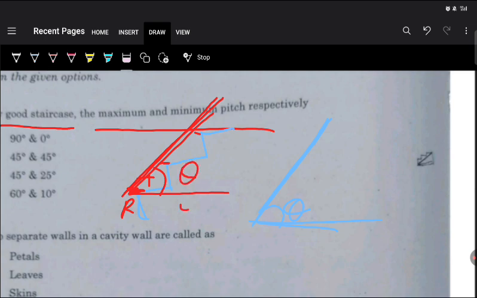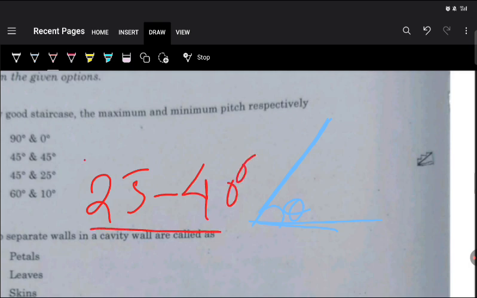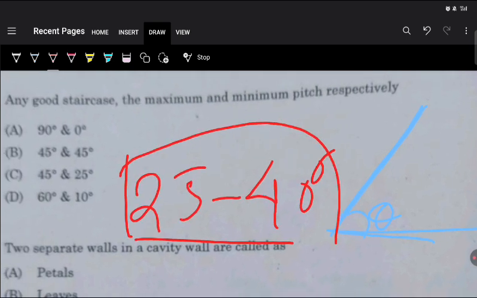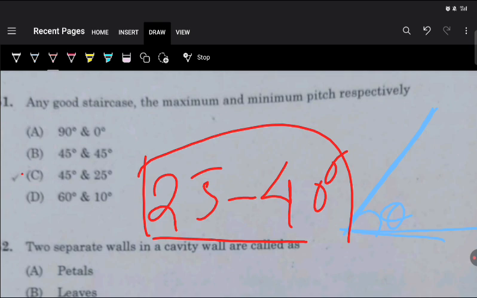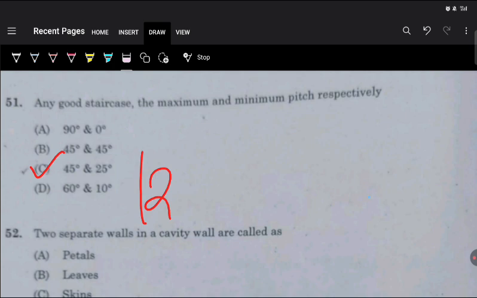So for the maximum and minimum pitch, that is our 25 to 40 degrees. Here in the options, that is our 45 to 25 degrees. Two or three important points I want to mention.